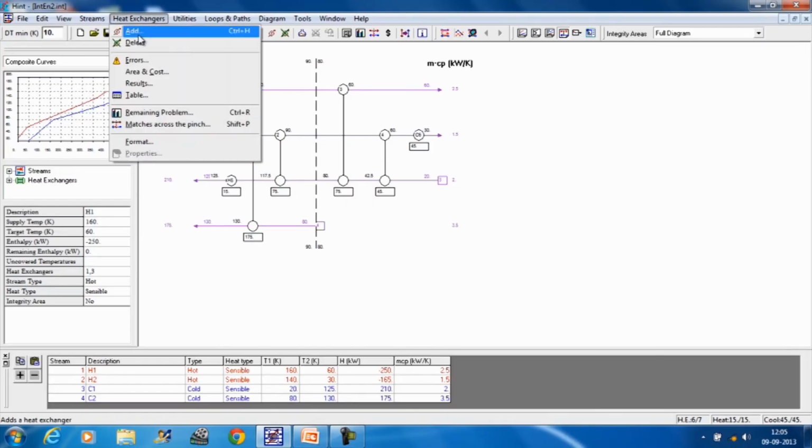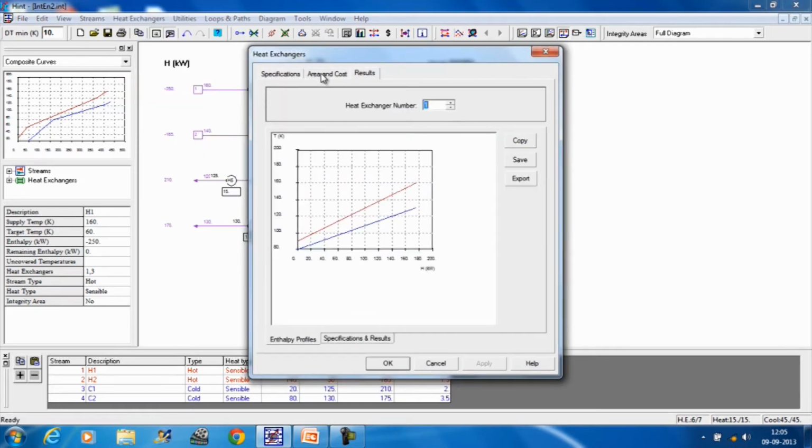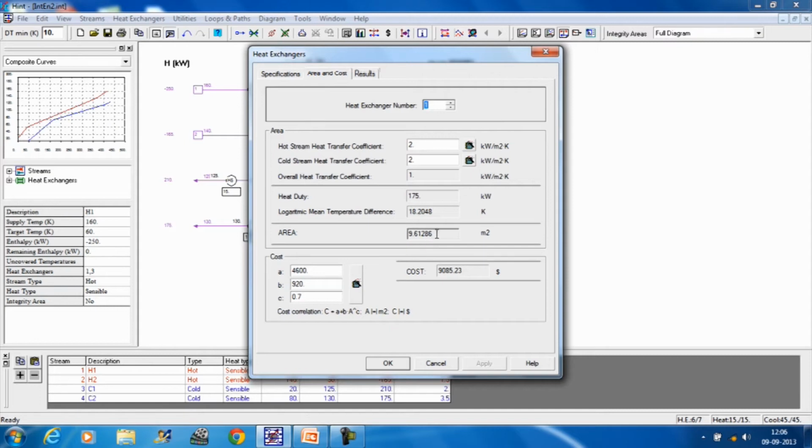We can go to the heat exchanger menu, then to the results, and then to area and cost. Here I find the area of the first heat exchanger. Then I can go to the second, here the area of the second heat exchanger, then third, fourth, fifth, sixth. This way I can have the area of all the heat exchangers. Even if I want the cost of the heat exchangers, I can get it from here.